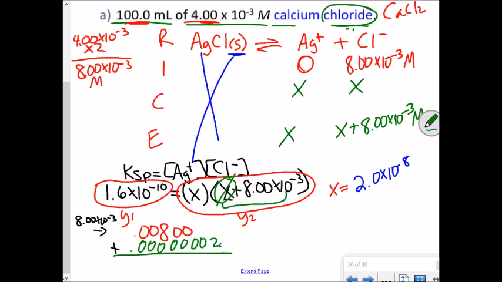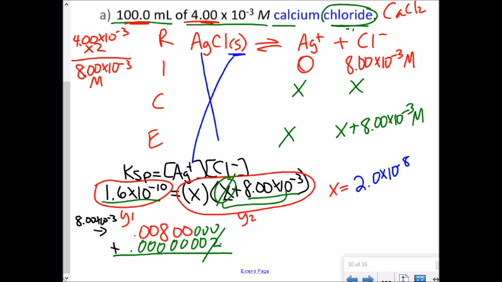So really, all I have to do to solve this, instead of graphing it and doing all that extra stuff, is take my 1.6 times 10 to the minus 10 and divide it by the 8 times 10 to the minus 3. It simplifies your calculation a lot because this x value is so small, it's not going to change the overall scheme of things. If you try to add these two together, this is going to get dropped off because of significant digits anyway. Go ahead and do it that way.